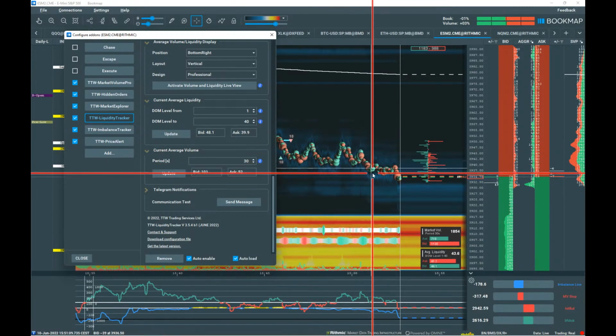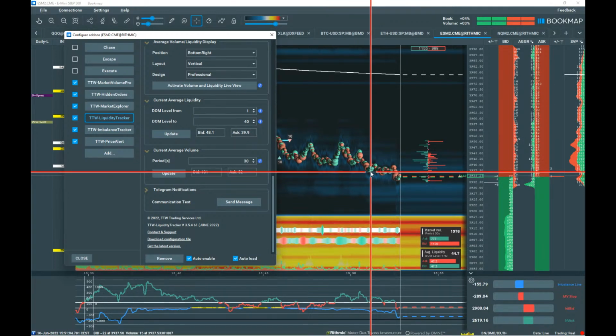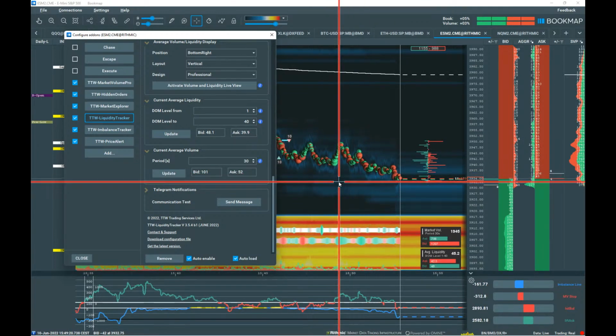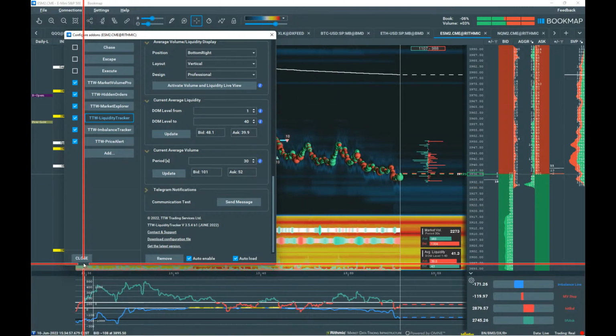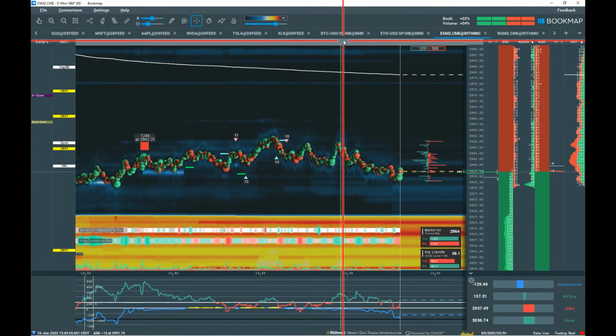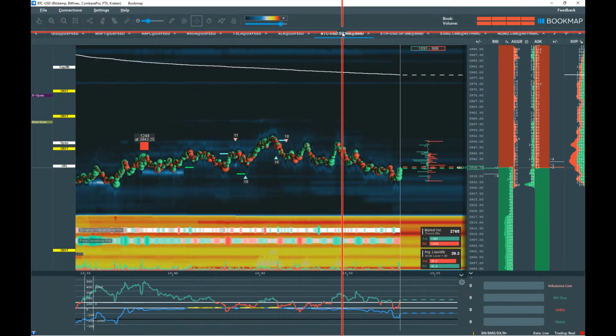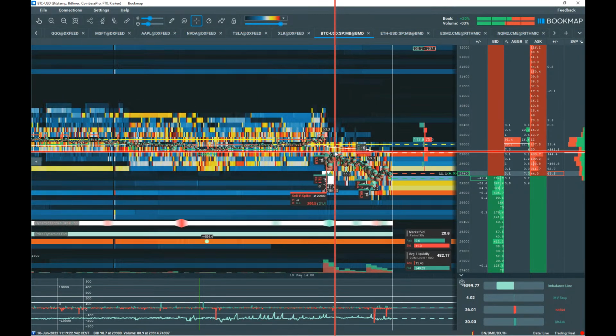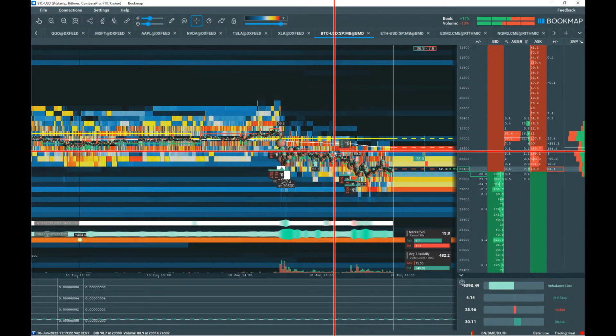It must not be ES. It can be NQ or whatever you are trading. Cryptos as well. Cryptos are a little bit different because they are fragmented far more than, for example, ES, NQ and other instruments. So that's maybe another story. But anyway, you have the same here. Let me have a look at a Bitcoin here.